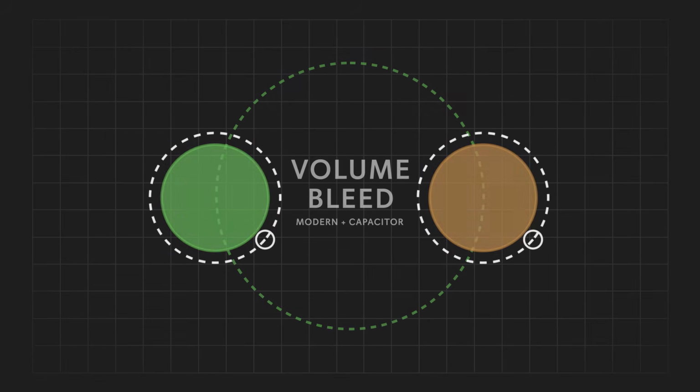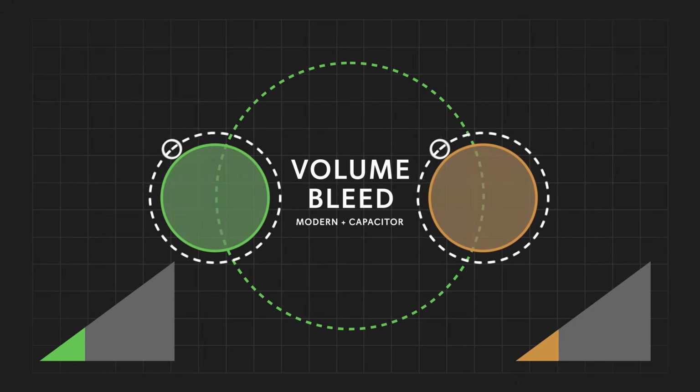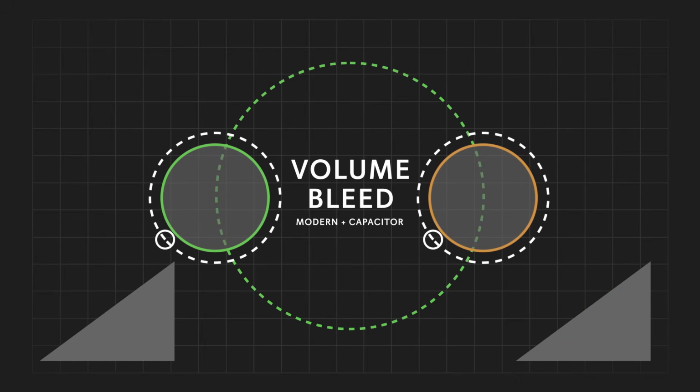Volume bleed, on the other hand, is just the modern wiring that we add a capacitor to, designed to bleed the highs at lower volumes. So you get a balanced volume and tone taper, but it's a pre-selected high range.